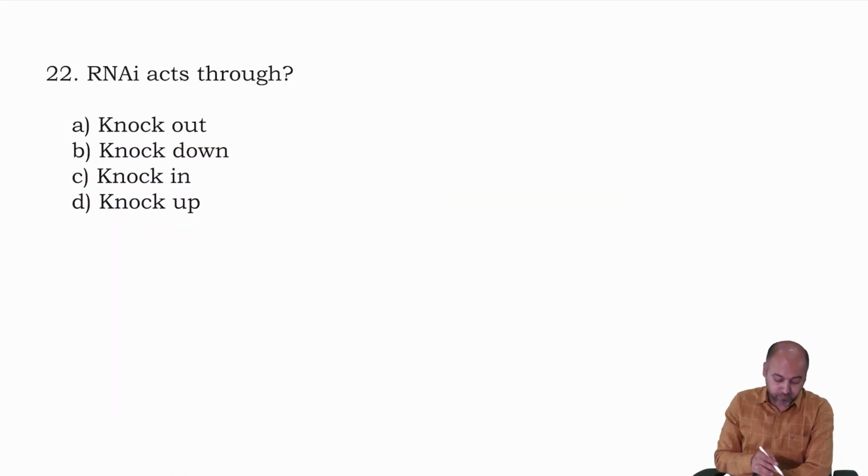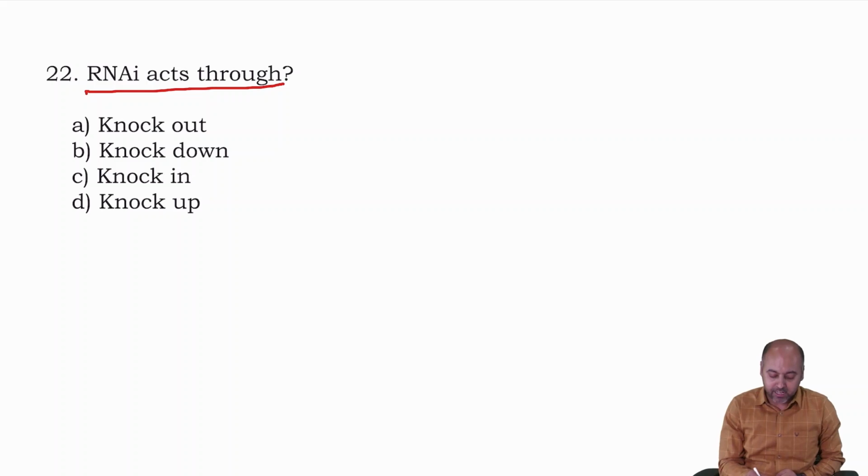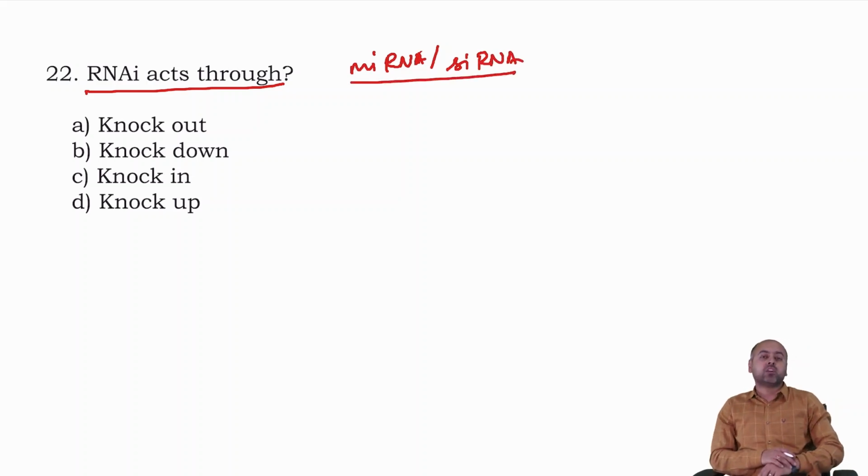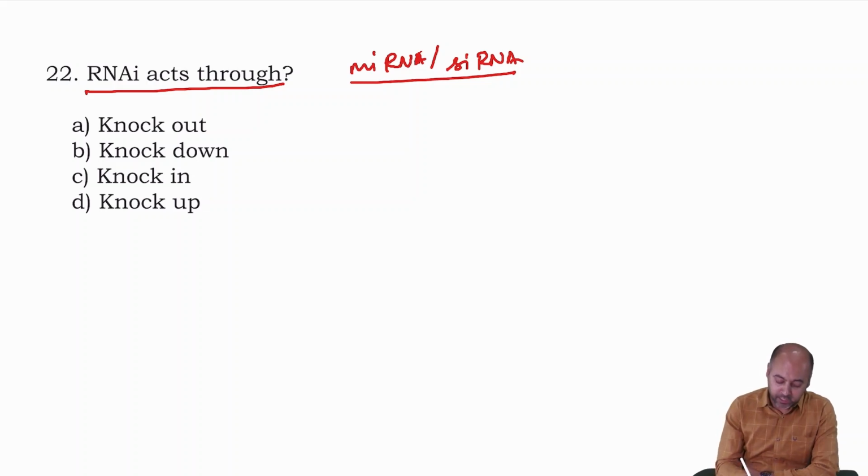Okay, question number 22. RNAi acts through. So when I say RNAi, it means we are talking about the microRNA or the siRNA. The microRNA or siRNA acts through what is known as RNA interference. That is why it is written as RNAi.